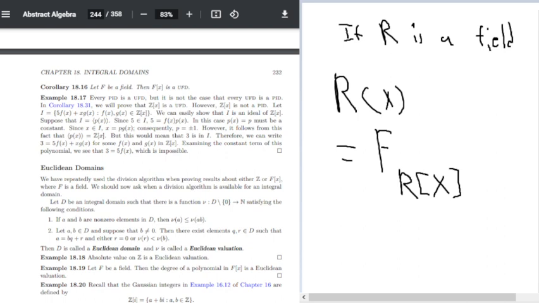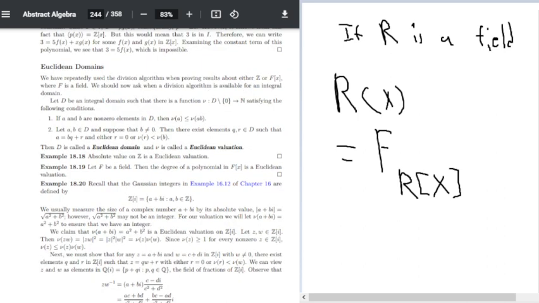Oh, that's nice. Okay, Euclidean domains. We've repeatedly used the division algorithm when proving results about either Z or F[x], where F is a field. We shall now ask when a division algorithm is available for an integral domain. Let D be an integral domain, such that there is a function nu from D minus 0 to the natural numbers, satisfying the following conditions. 1. If a and b are non-zero elements in D, then nu of a is less than or equal to nu of ab. And 2.